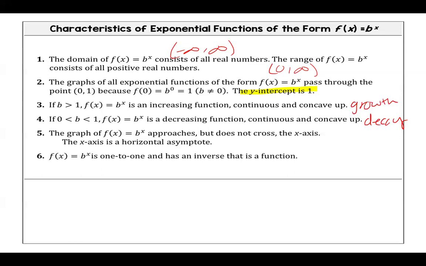The parent function is going to always approach but never cross the x-axis, and that's because the x-axis is a horizontal asymptote at y equals 0. And it is a one-to-one function, meaning that it has an inverse. We'll dive deeper, but the inverse of an exponential is a log function.